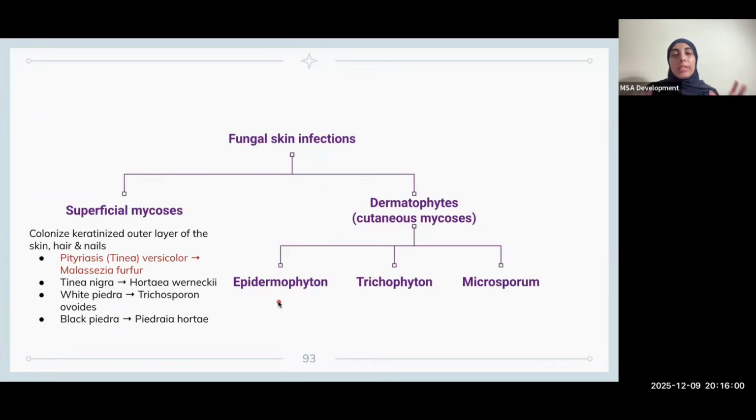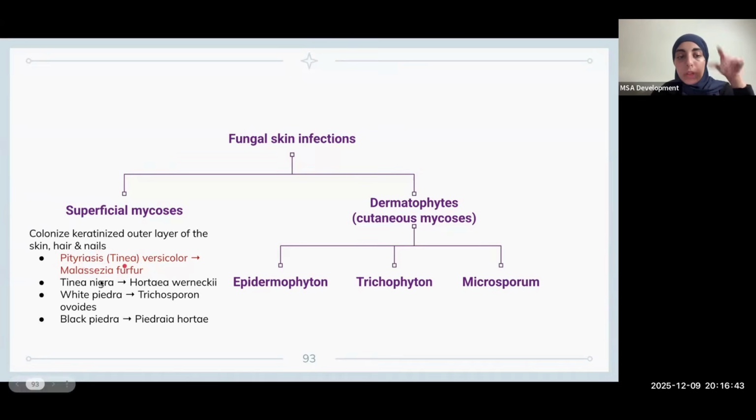These are basic concepts of mycology. And the more important part is the fungal skin infections, okay? When it comes to the skin specifically, we can have superficial mycoses and we can have cutaneous mycoses. For superficial, they are the ones that colonize the outer layer of the skin. So they colonize the stratum corneum, the hair, the nails, basically keratin. Okay, they love keratin and they're very superficial. We have different types. We have pityriasis, tinea versicolor, and we have all these other ones. The one you should focus on is pityriasis, tinea versicolor, due to Malassezia furfur.